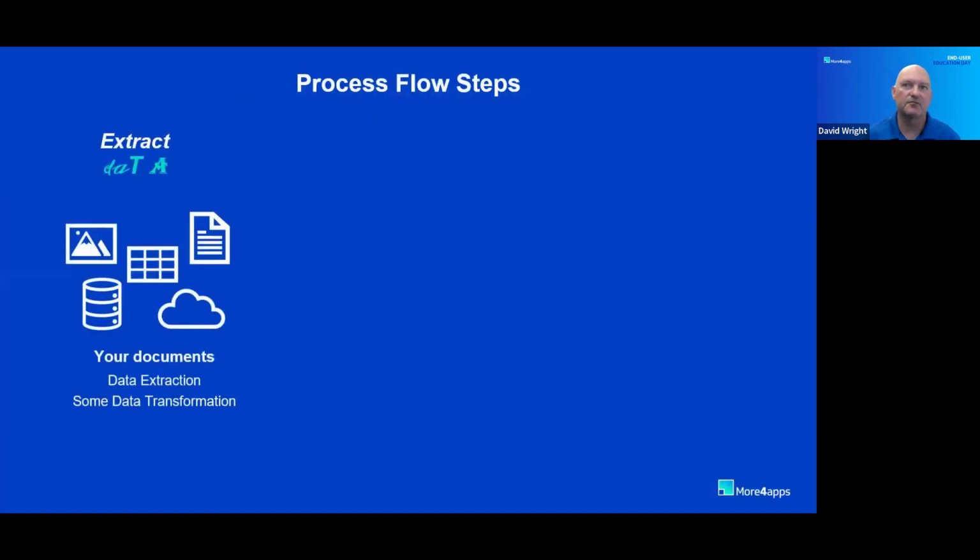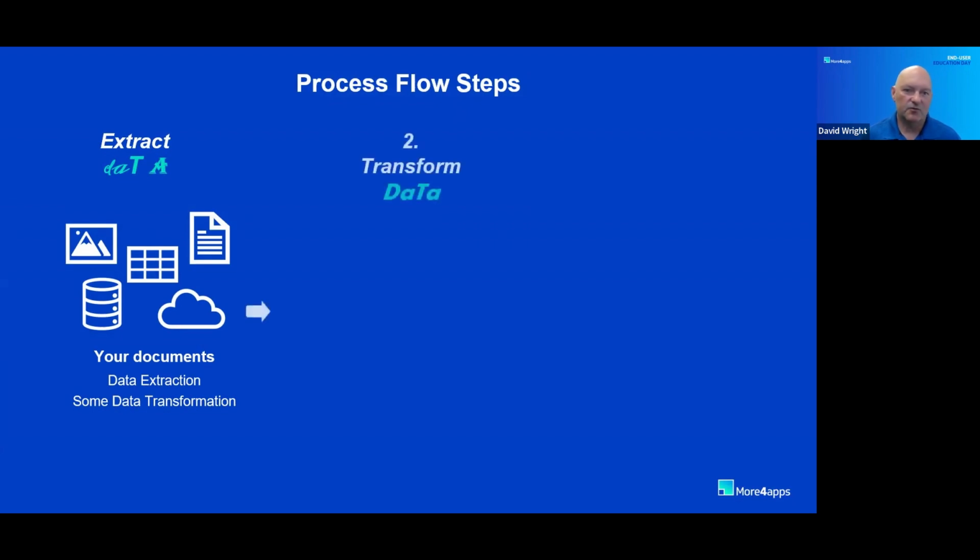So if we think of the steps involved, we need to extract the data. This is what I talked about earlier on, and that's the data extraction from the various types of documents, data sources, etc. And ideally, you can do some data transformation at this stage. And I'll say that the more you can front load with your transformation, the better. So the more we can do up front at this stage, the easier it is later on.